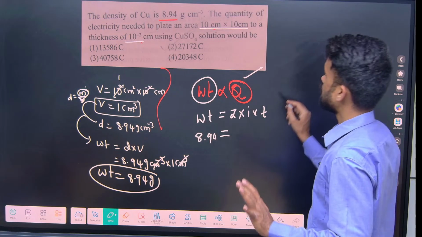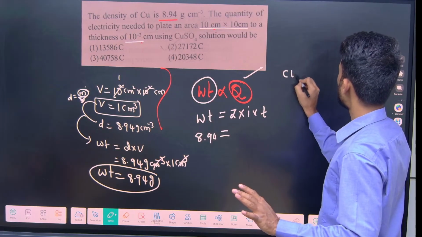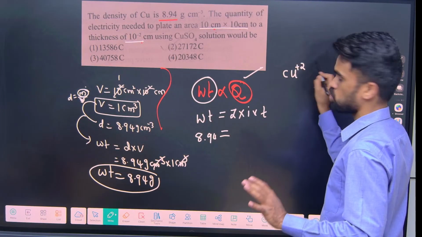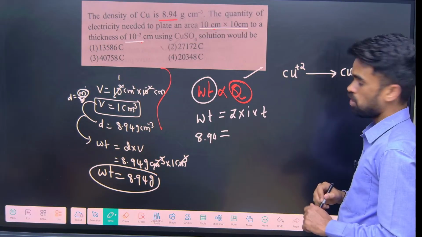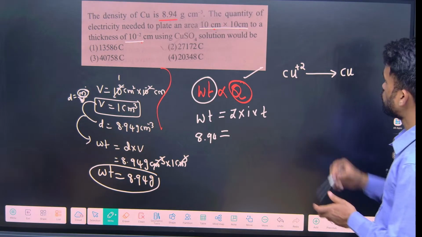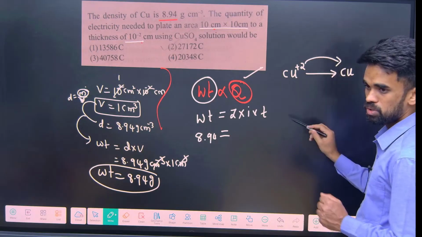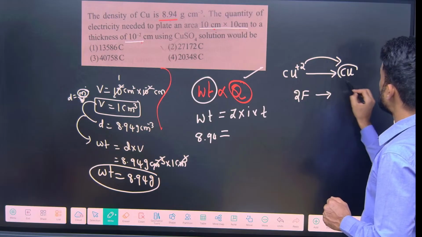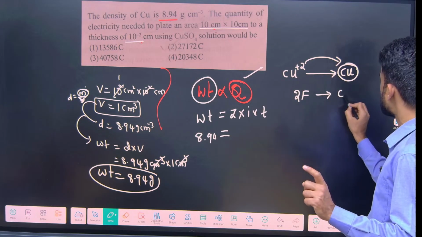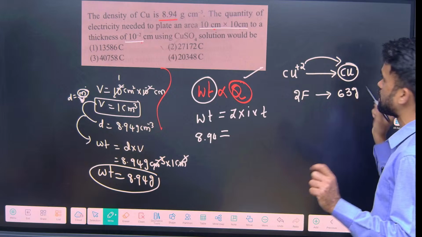8.94. See, if I give you copper sulfate, that is copper plus 2 ion. In order to deposit copper, how many Faradays are required? 2 Faradays are required because plus 2 is there. So if I pass 2 Faradays of electricity, I am going to get 1 copper metal. That is how many grams? 1 mole of copper metal, that is 63 grams.